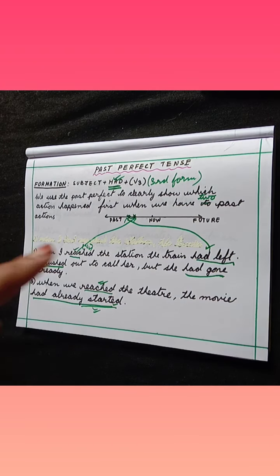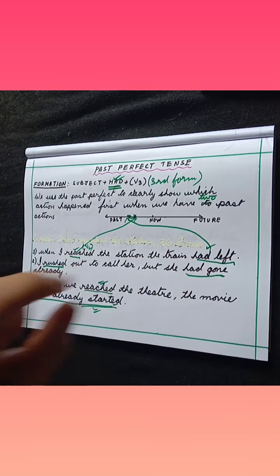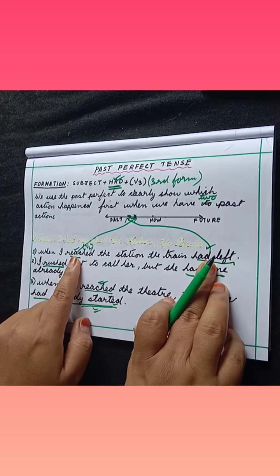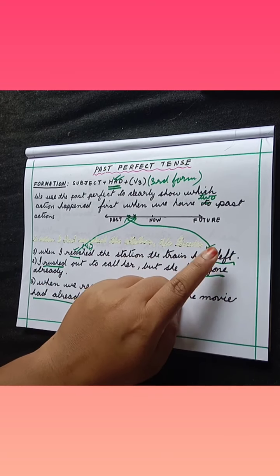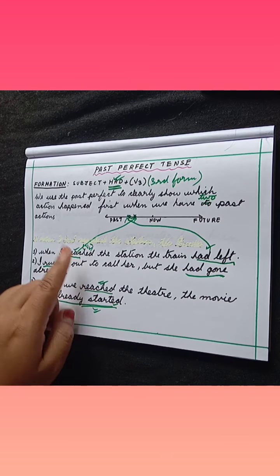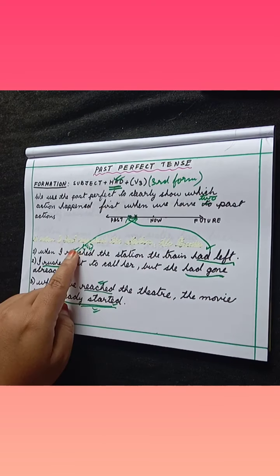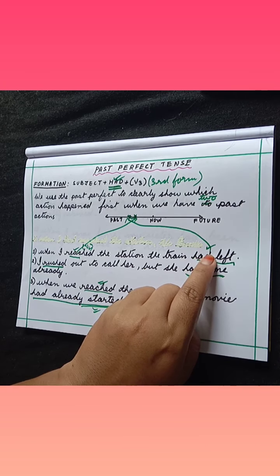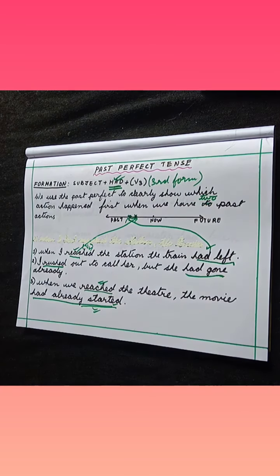So here, we use the past perfect tense to clearly show which action happened first when we have two past actions. Both are past actions, but the aspects are different. One action happened before another past action. The train had left before I reached. The train left first and then I reached. So the past perfect tense is used to denote which action happened first when we have two past actions.